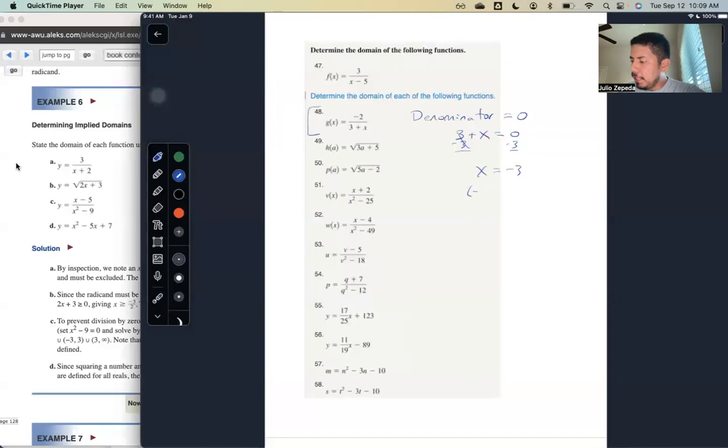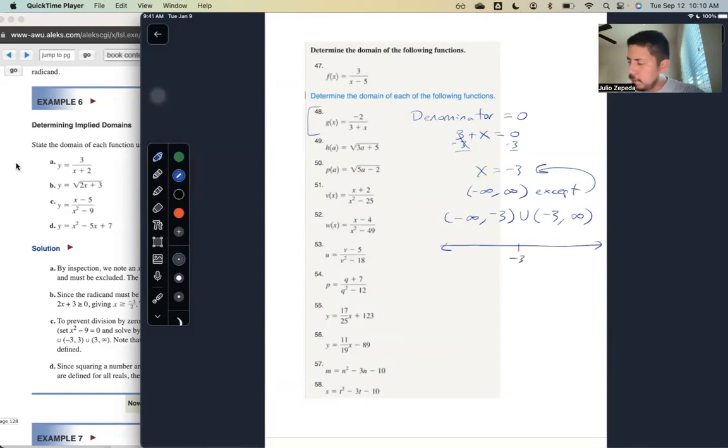The domain is going to be all real numbers except that one right there, -3. And so the way that we write that, we're not going to write the word "except x equals -3." We're going to write it as -infinity to -3 union -3 to infinity.